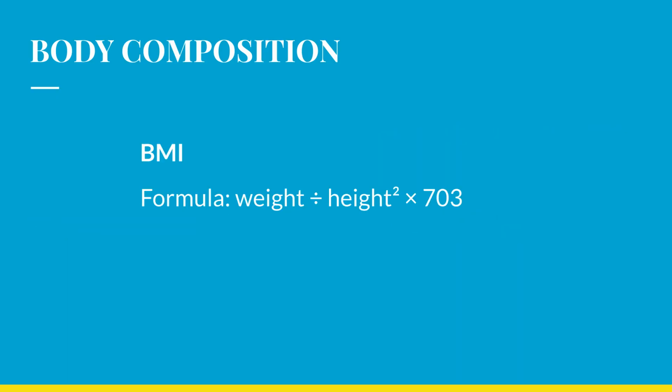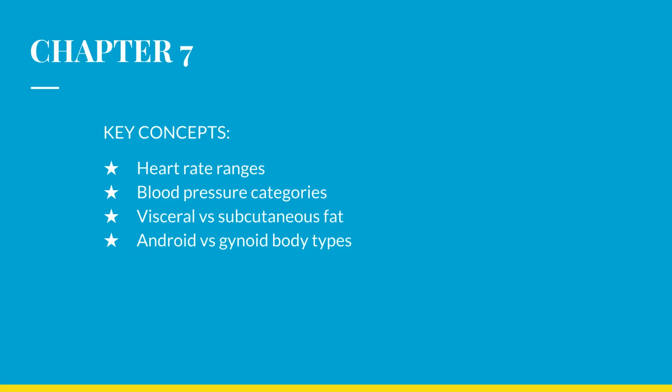The android body type, which stores more visceral fat, is linked to a higher risk of conditions like diabetes, hypertension, and cardiovascular disease. Another common measurement for body composition is the body mass index, or BMI, which uses the formula weight divided by height squared times 703.